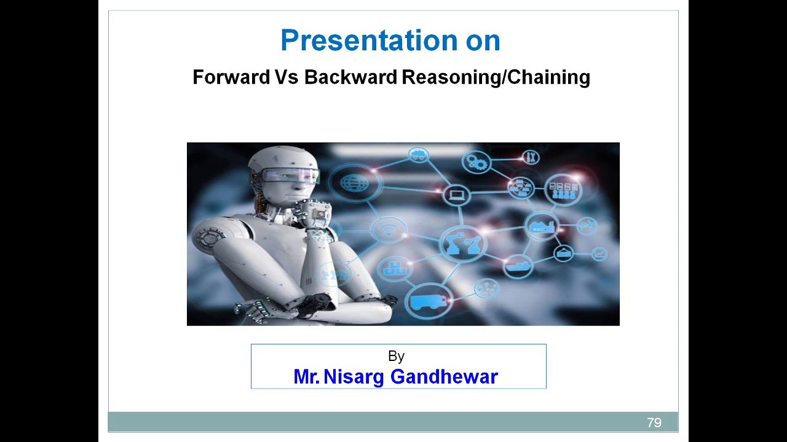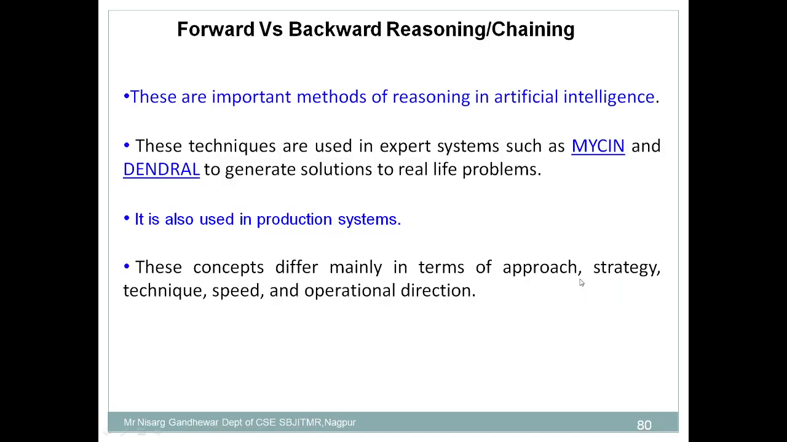In the last videos we discussed the various techniques used for knowledge representation, and this is the last part of that unit. So the concept of forward and backward reasoning: these are techniques of reasoning used in artificial intelligence, and especially in an expert system. We are going to discuss expert systems in later videos. Here you need to understand the concept of backward and forward reasoning, which is used for reasoning purposes.